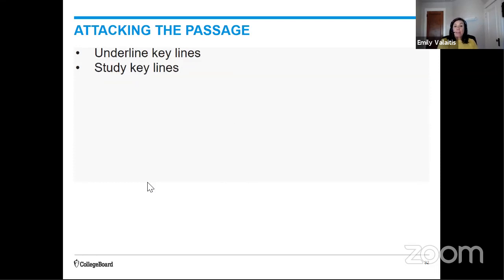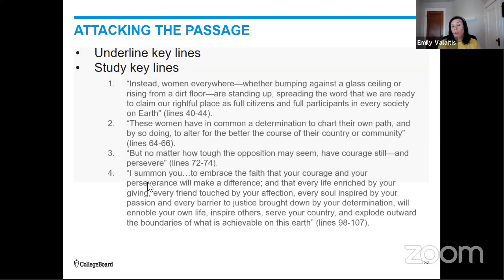Then the next step is to underline some key lines, study them, read them over a few times to make sure you understand the passage. I'm assuming we all have different lines, but these were 4 that really spoke to me. If you need to hit pause to read them, you certainly can. But essentially in the first line, the first one comes from lines 40 to 44. She's basically talking about how women are fighting for their rights, trying to make their voices heard. They're standing up and spreading the word that we're ready to claim our rightful place.